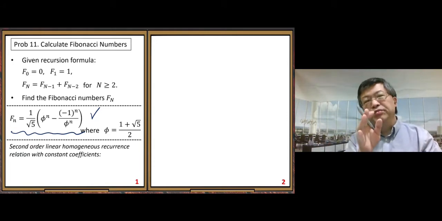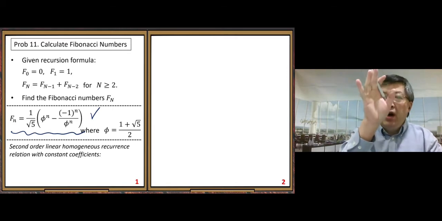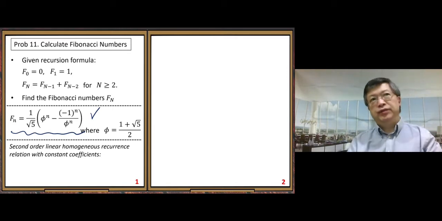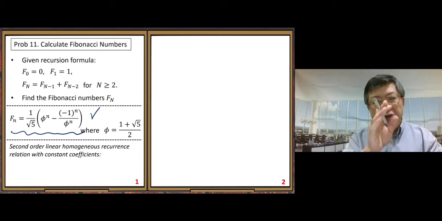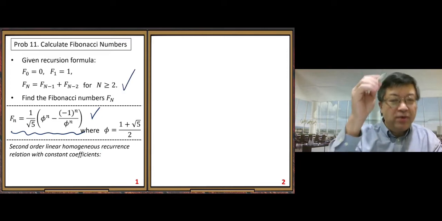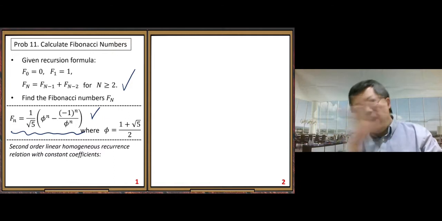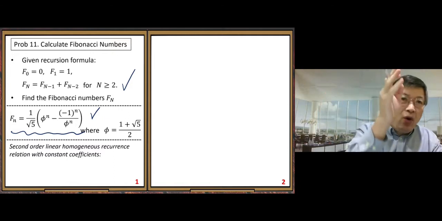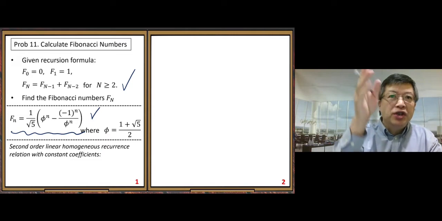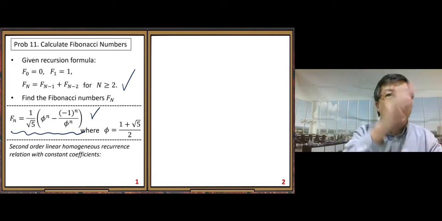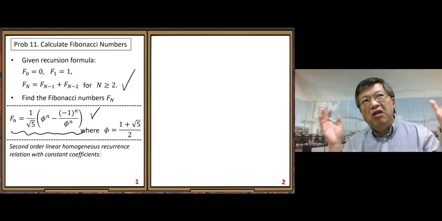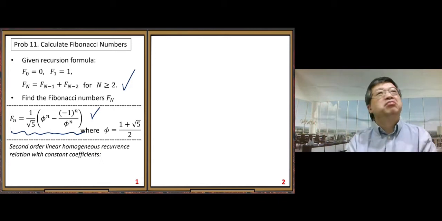First, we want to give a suitable name to the recurrence relation of this type. All right, so look at this long name: second order linear homogeneous recurrence relation with constant coefficients. How long is the name? Second order, not first order, second order.